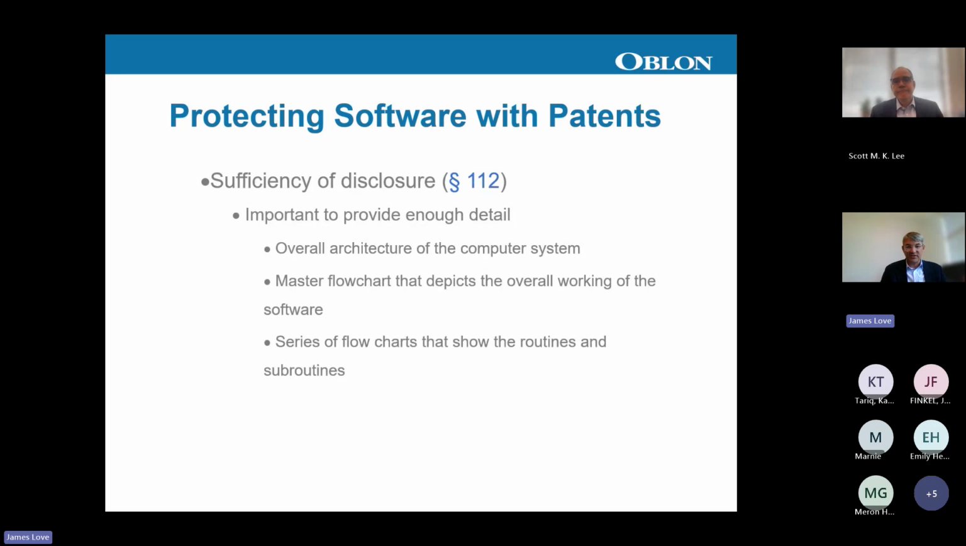So I talked about sufficiency of disclosure. It's really important when you're thinking about patents with software that you have enough detail, right? You don't just write, my invention can be done with AI, right? You need to actually describe how the AI is implementing your invention, how it's actually providing a benefit, providing flow charts. These are the kinds of things that provide you enough disclosure to have sufficiency of disclosure under 112.